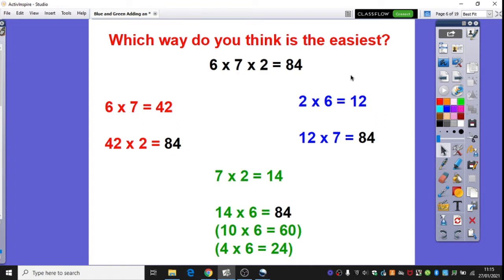And a third one, I'd like you to have a look at this one, 6 times 7 times 2. So as you can see here, 6 times 7 is 42, 42 times 2 is 84.